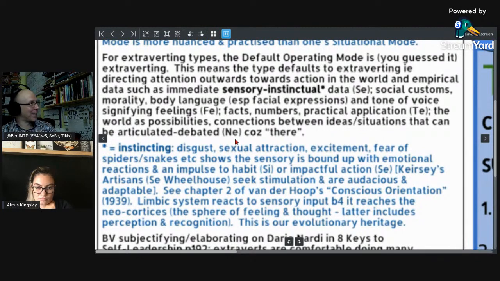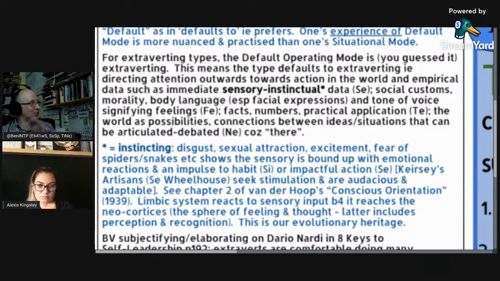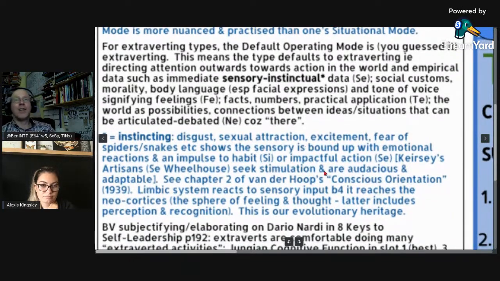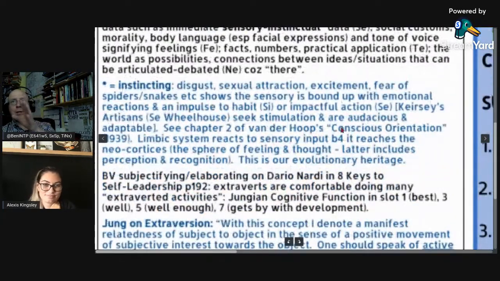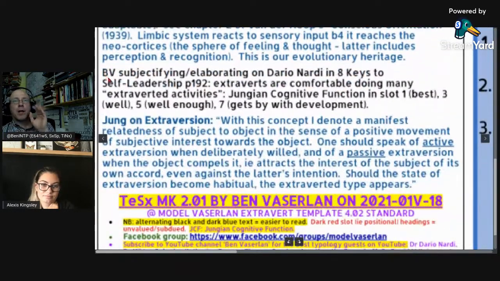I say that's NE. If you can talk about the connection, discuss the connection, whereas Ni is like, well, I just know. Okay. So that's why it's more, because it's hard to distinguish, to go how it's empirical. Like we can discuss the connections because they are. And again, perception. Oh yeah, okay. BV subjectify, elaborating, Dario Nardi's 8 keys of self-leadership.